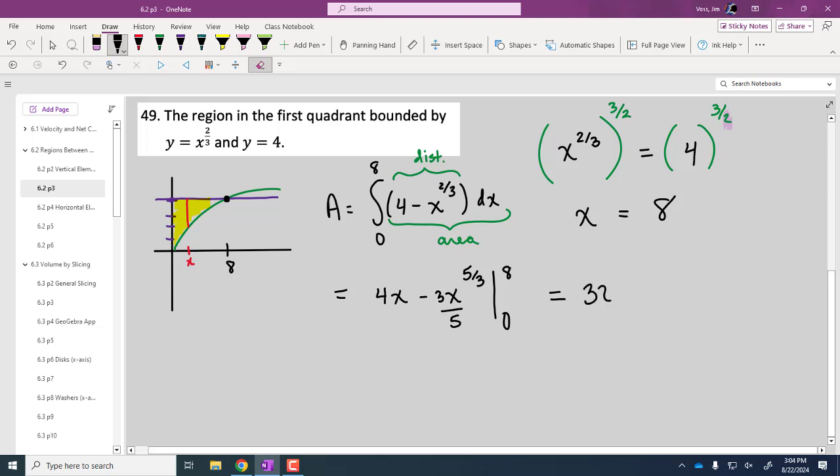Plug in 8. 8 times 4 is 32. And now we're going to plug in 8 for this x. Once again, we have a rational exponent. The denominator is the root part. The numerator is the power part. So plugging in that 8 right there, the third root of 8 is 2. And then 2 raised to the 5th power is 32. So we're going to have 32 multiplied by 3 fifths.